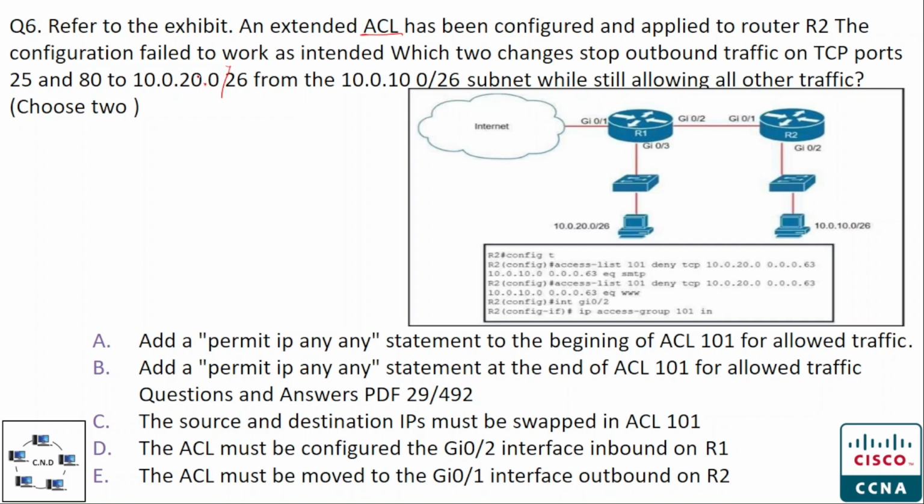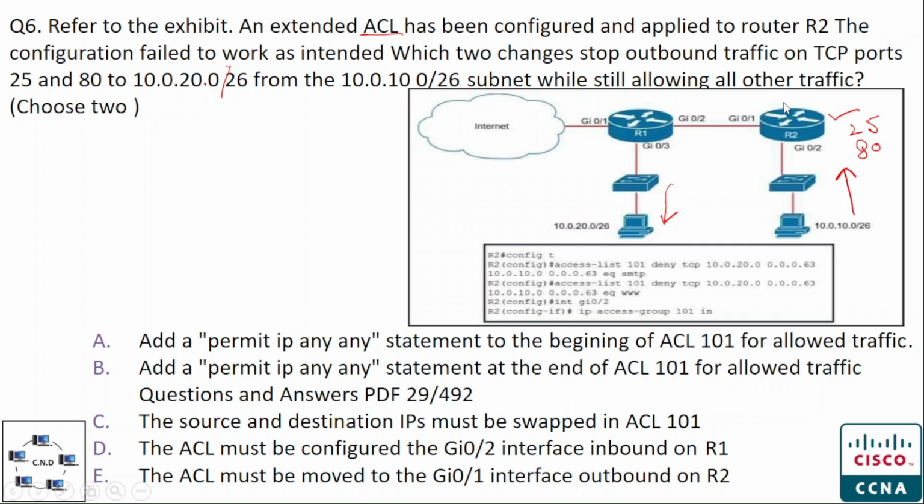So this is the 10.0.10.0/26 subnet, while still allowing all other traffic. Here we want to stop a specific type of traffic from this subnet to this subnet. And what is that specific traffic? We want traffic to port 25 and port 80 from this IP address to this IP address to be blocked on this router using this configuration.